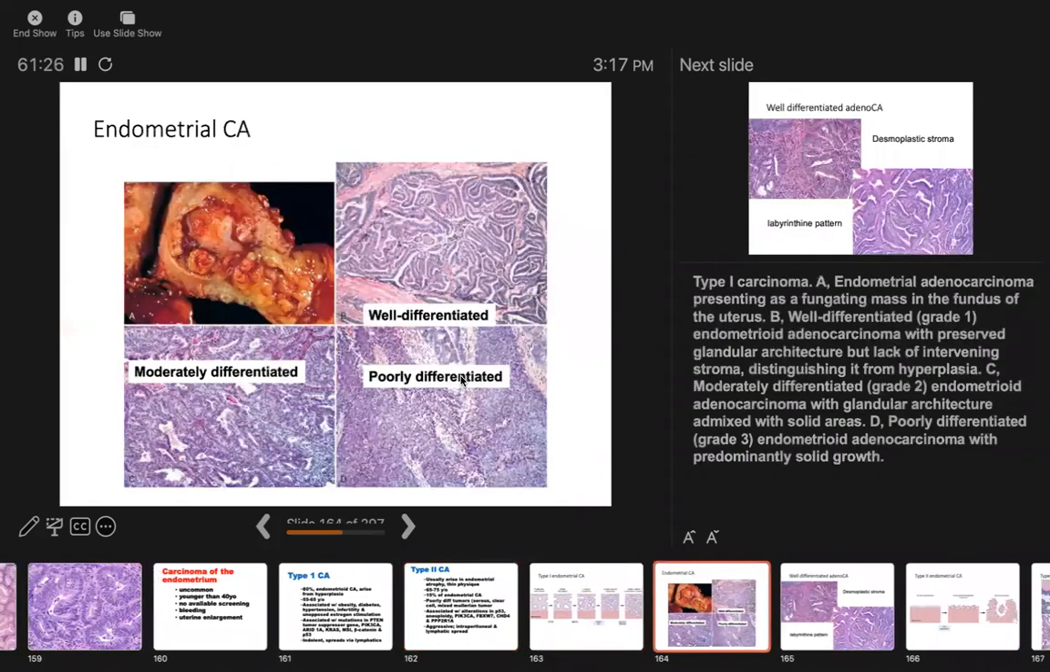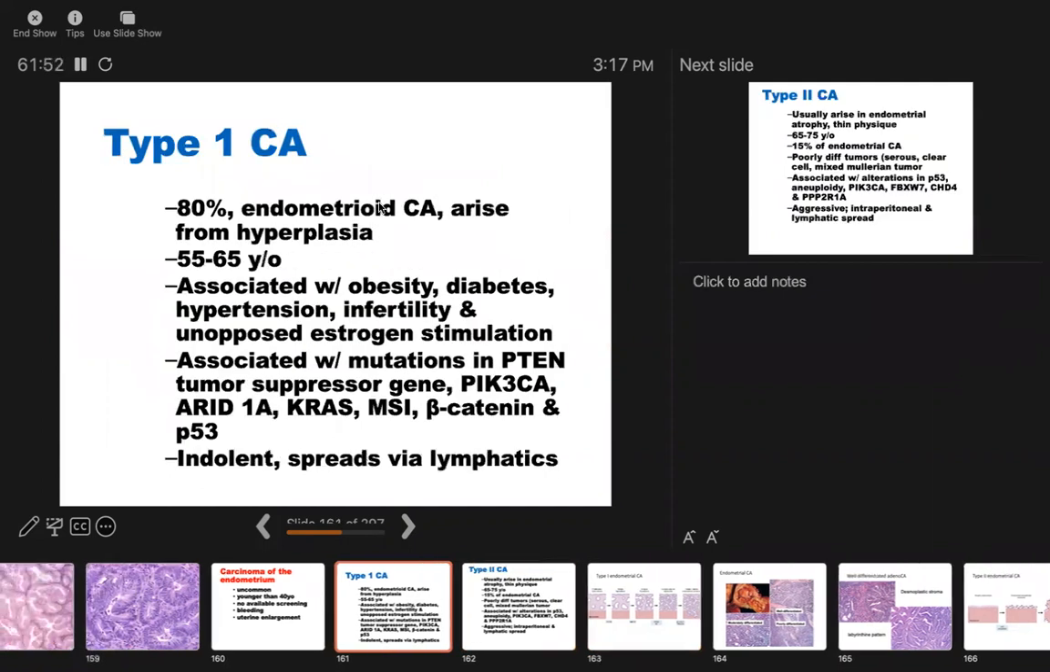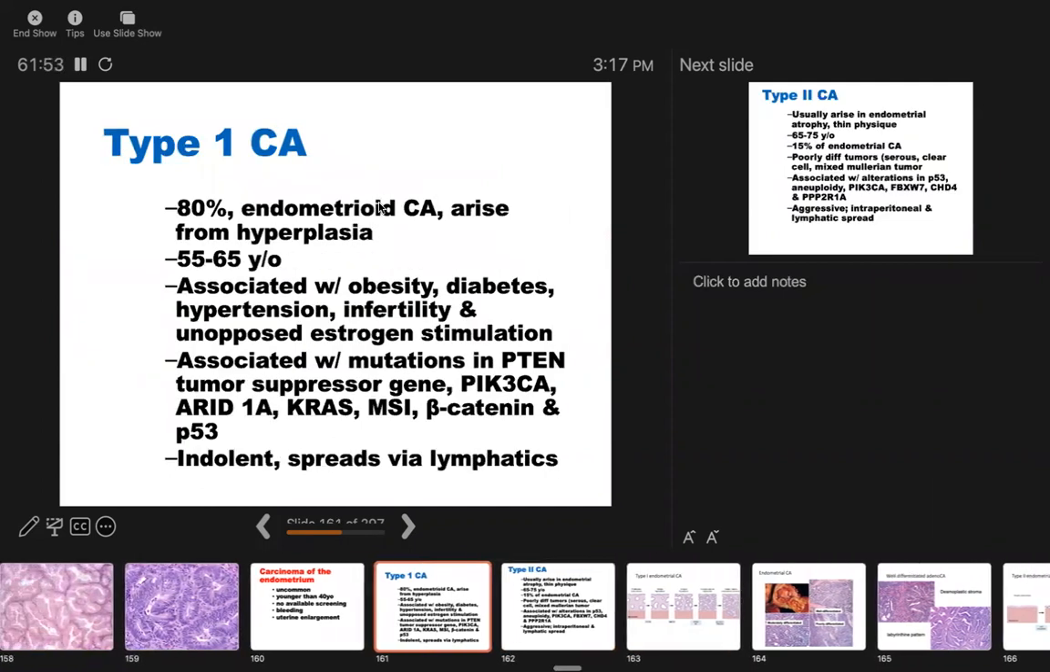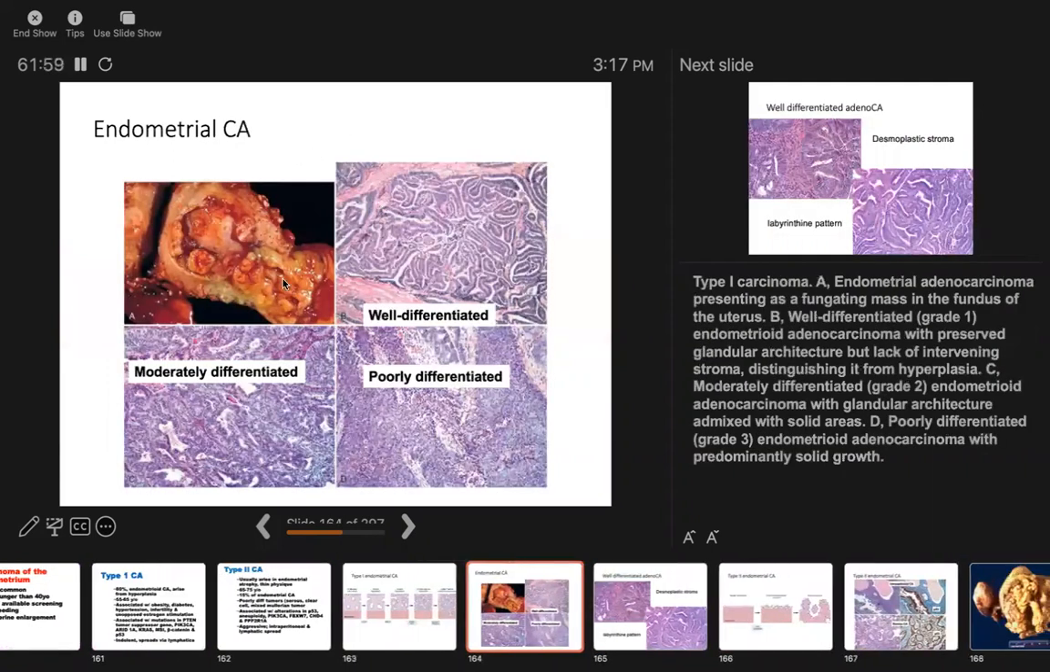Let us talk about this. This is a spectrum showing you the mutations and at the same time, the growth from proliferative to hyperplastic to complex to atypical hyperplasia and basically to endometrioid adenocarcinoma. So when you have endometrioid, again, endometrioid is often arising on the background of hyperplasia. So this uterus, that's the mass, okay? And these are the malignant glands.